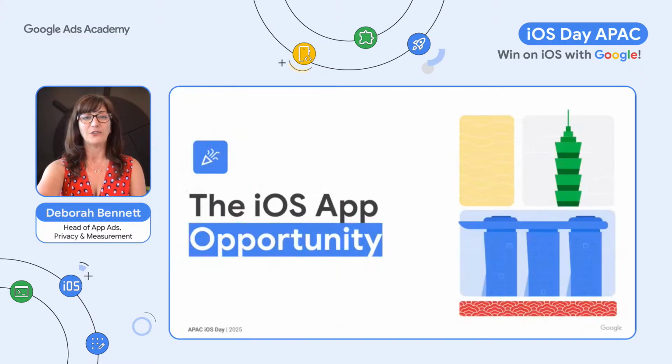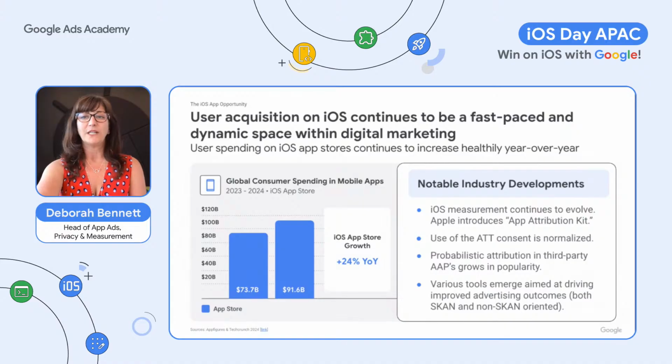So the iOS opportunity, let's zoom out. The iOS business overall continues to see double-digit growth year over year as users continue to grow their spend on the platform. At the same time, iOS measurement has continued to evolve over time. Apple announced a new aggregated measurement tool called App Attribution Kit. ATT adoption has normalized, including Google implementing the ATT prompt on YouTube. There are also more probabilistic measurement tools that could support however advertisers are relying on their source of truth for measurement.